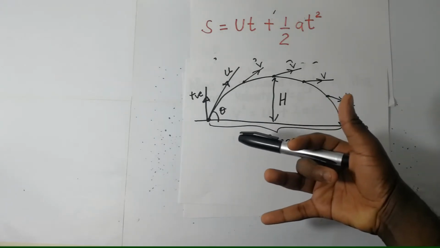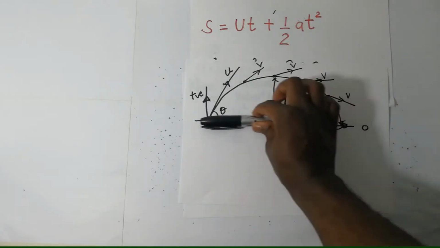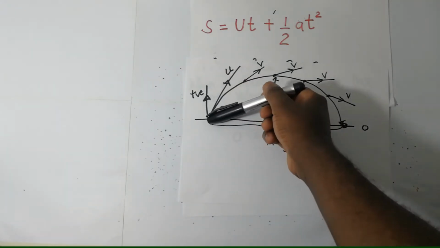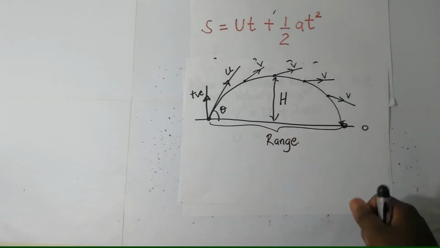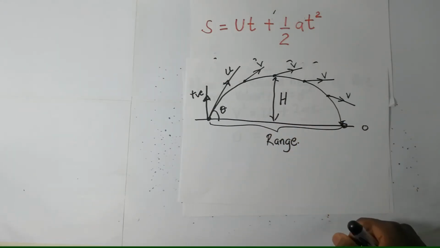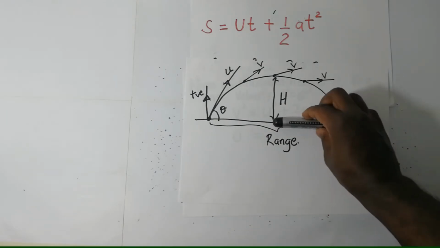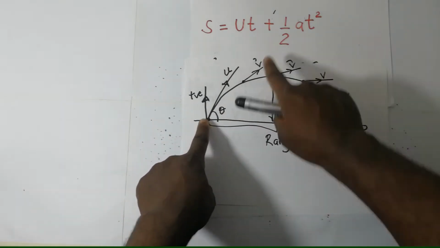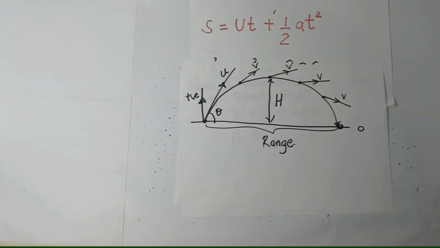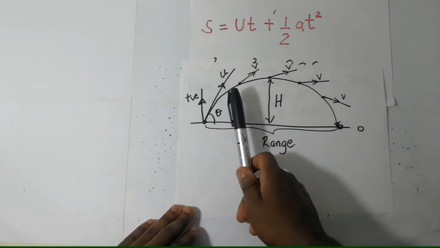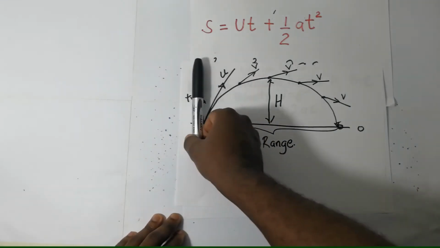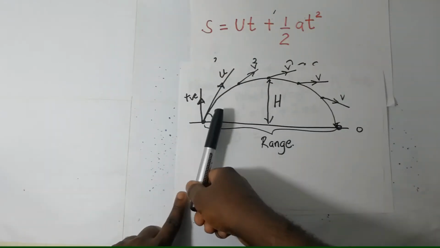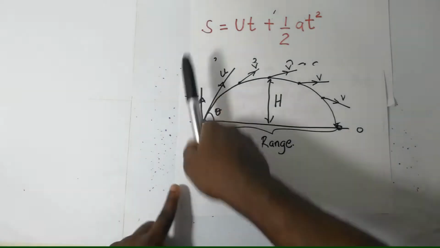It means also that the displacement, with this being ground zero, is positive if it is in that direction, and if the displacement is in the opposite direction, it is negative displacement. When we are talking about displacement, we are talking about it in reference to ground zero, the point of projection, that platform. So since this is an upward motion, we are supposed to resolve this initial velocity in the vertical direction.